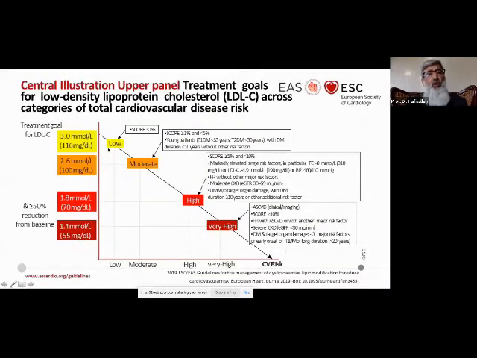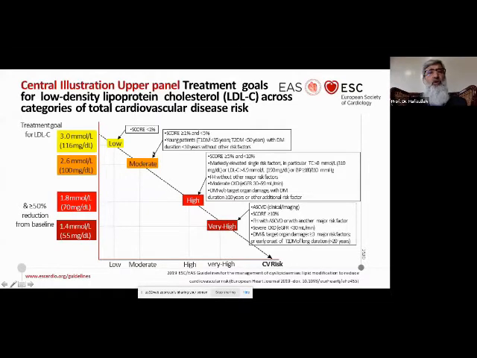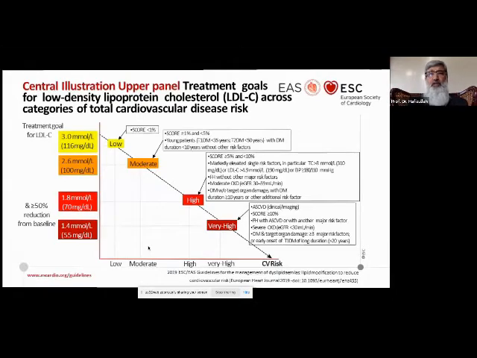This becomes very clear when you look at it. When you have a low risk of less than 1%, your target is 116. If your risk is between 1 and 5 as calculated on the SCORE, your target becomes 100 milligram. People with high risk, the ones with a markedly elevated single risk factor, familial history or moderate CKD, the goal is 70 milligram. And those at very high risk, like people with ASCVD or a high risk score, the goal is 55. So as your risk profile becomes higher, your goal also becomes lower.